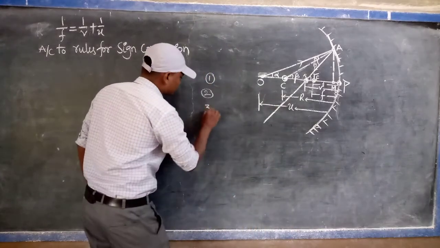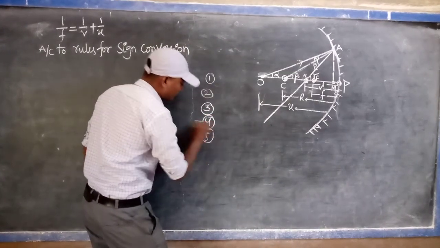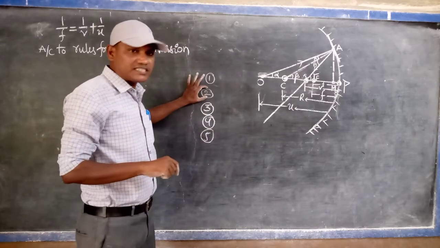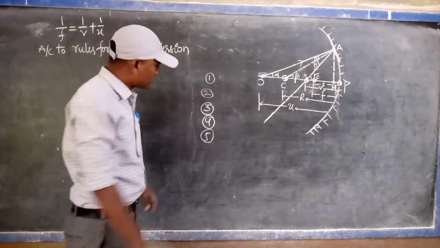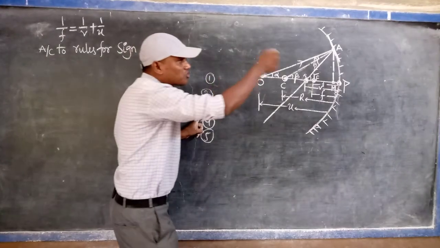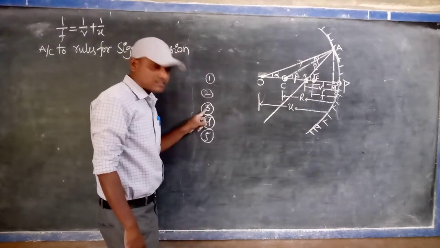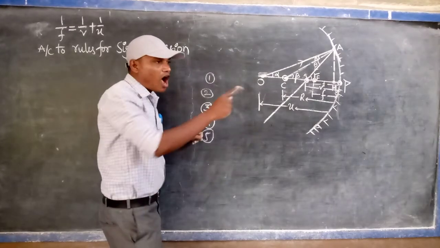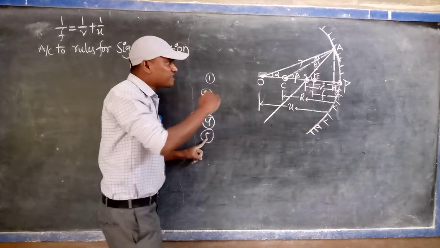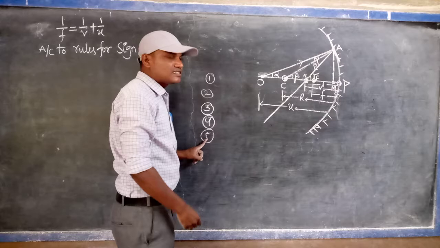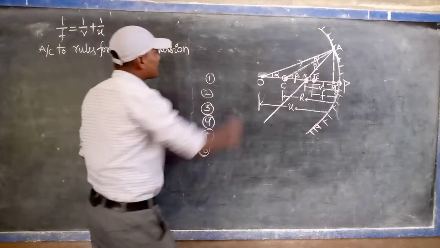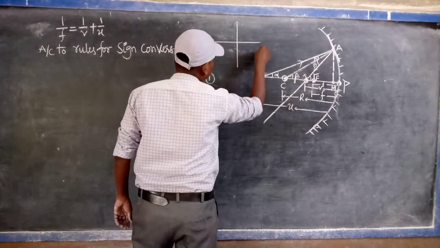So first, the pole is considered as the origin. All distances are measured from the pole of the mirror. Third, distances measured in the direction of the incident ray are taken as positive. Distances measured opposite to the direction of the incident ray are taken as negative. Next, height measured above the principal axis is positive, and height measured below the principal axis is negative. I will explain this once again.